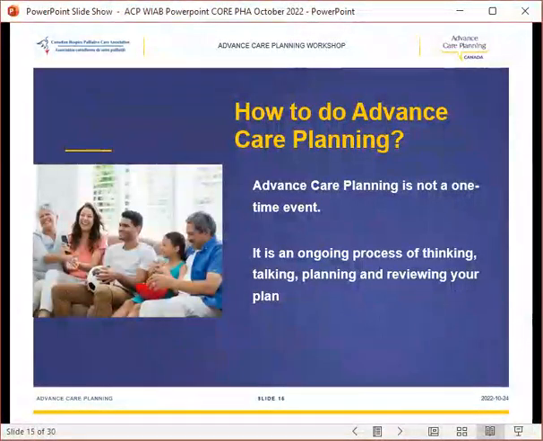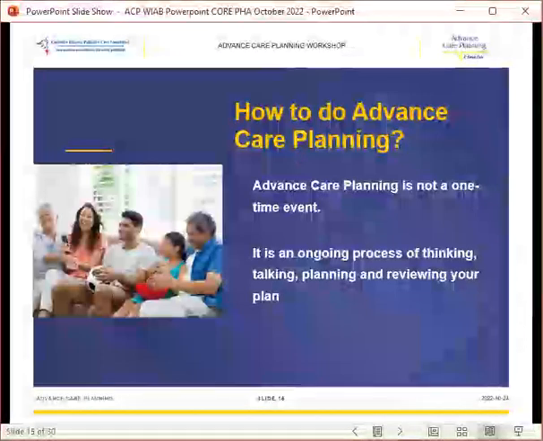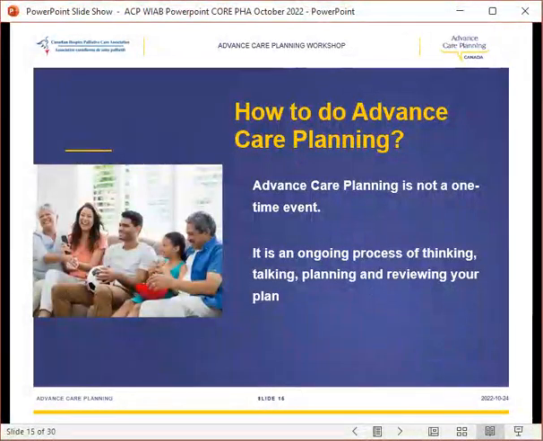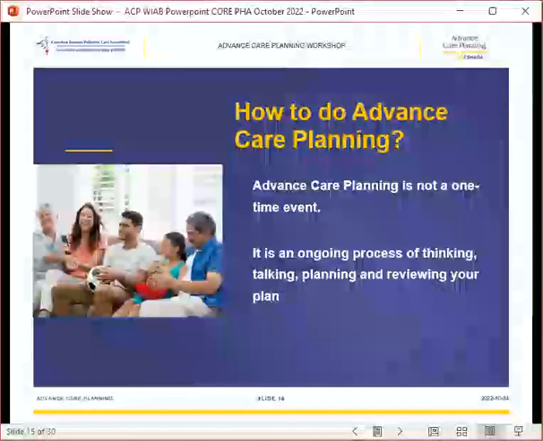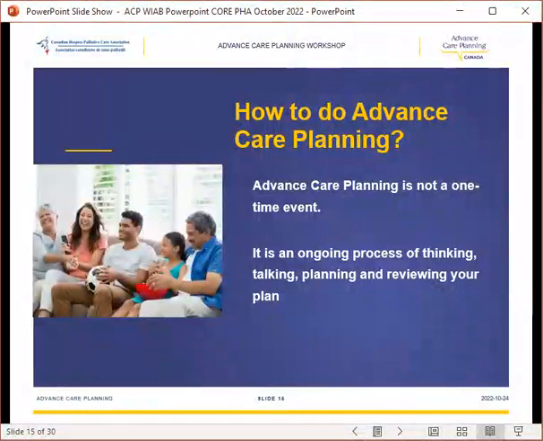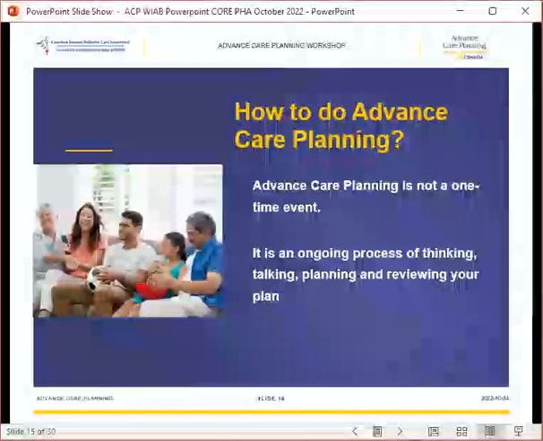So how to do advanced care planning? Well, it's not a one-time event. Oftentimes, it's not about a plan. It's about conversations. The plan could be part of the conversations that you have, but it might be, again, something that has to be revised, reviewed. And it also is about being able to think about, to talk about, to review, and to also get really good awareness in relationship to some of the differences across the country.